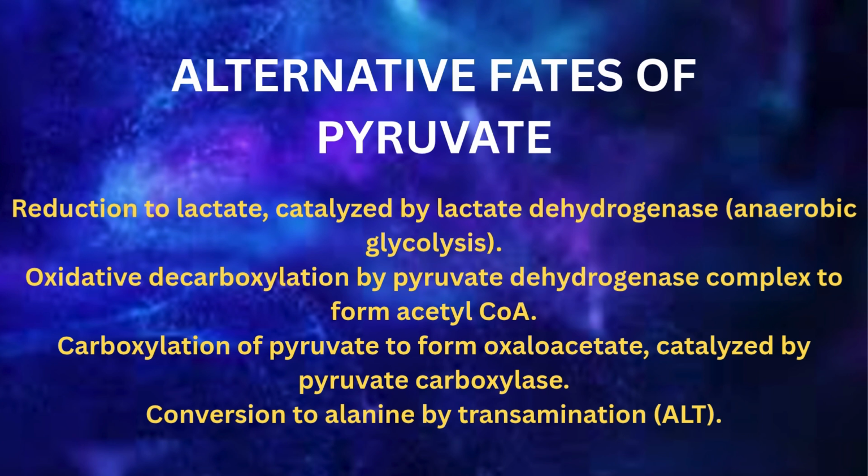4. Pyruvate can be transaminated by alanine aminotransferase, also known as alanine transaminase, to form alanine. It is a reversible reaction. This reaction can occur in the liver, but also occurs in the skeletal muscle during starvation period when muscle proteins are broken down and the amino acids undergo transamination reactions.